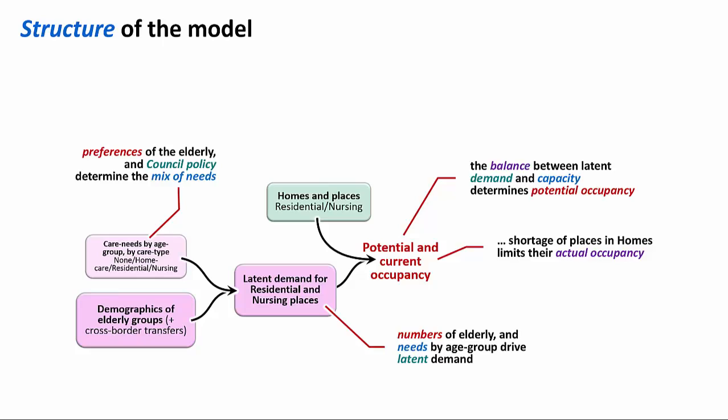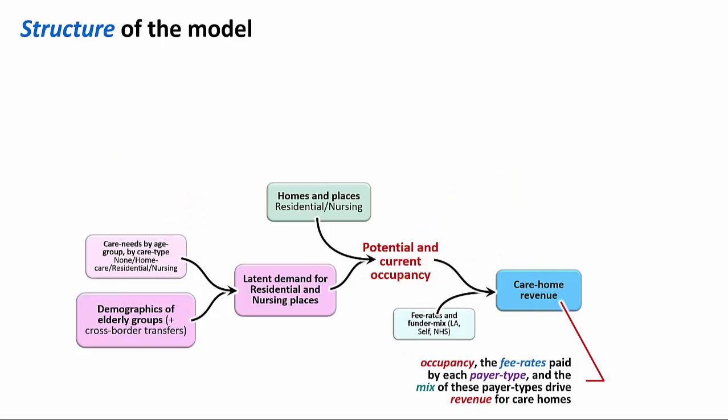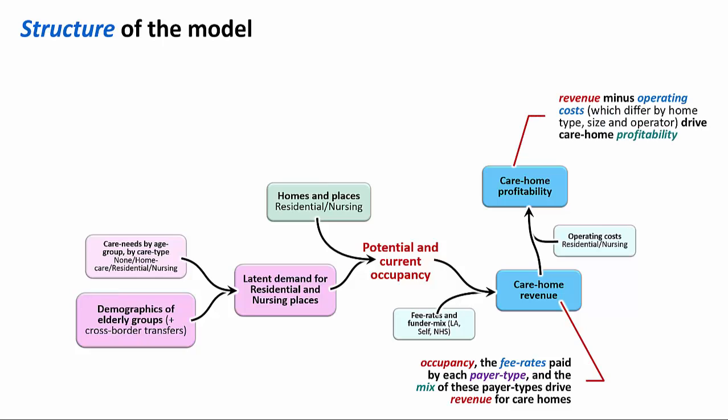If you multiply the number of people who are in residence in homes by the fee rates that are coming from those residents, and that fee rate differs between people who are self-funding, people who are funded by the local authority or the NHS. So if you multiply the occupancy by the numbers of people in those groups and the fee rates they're paying, then that works out the revenue that care homes of each type actually receive. From that revenue, we take away the operating costs for the homes, and again we're splitting those between residential homes and nursing homes.